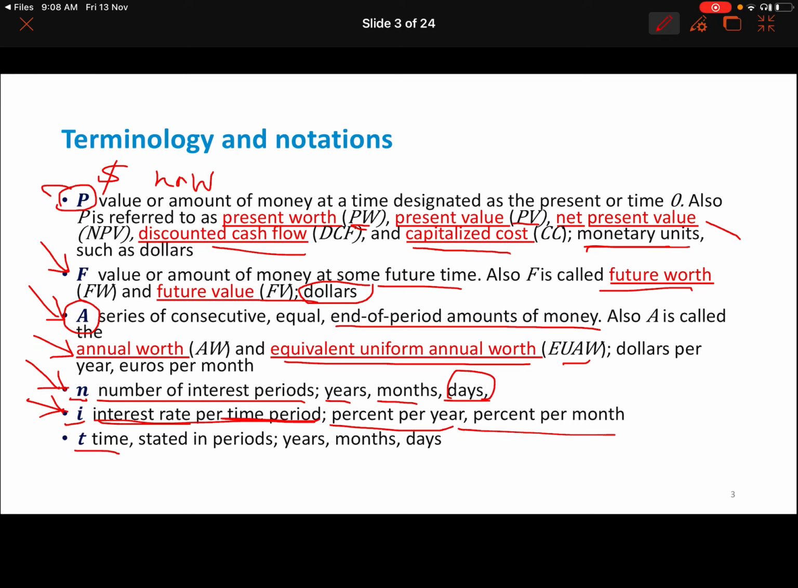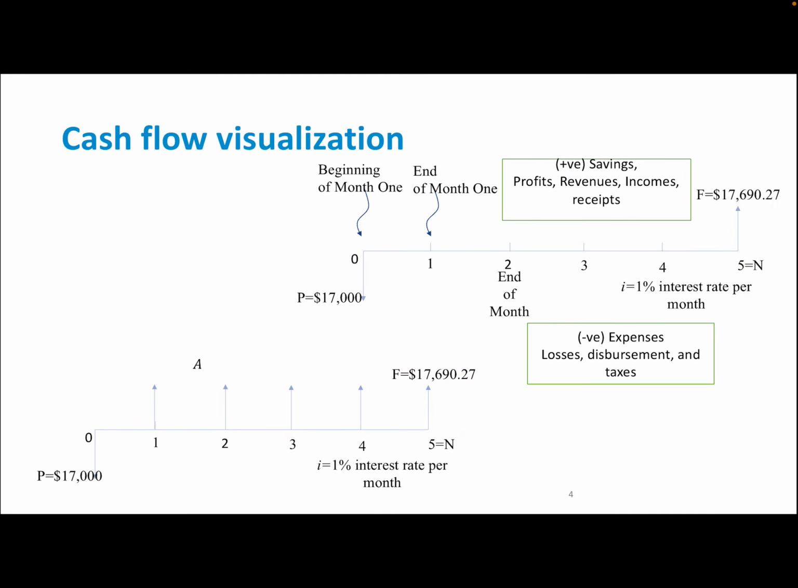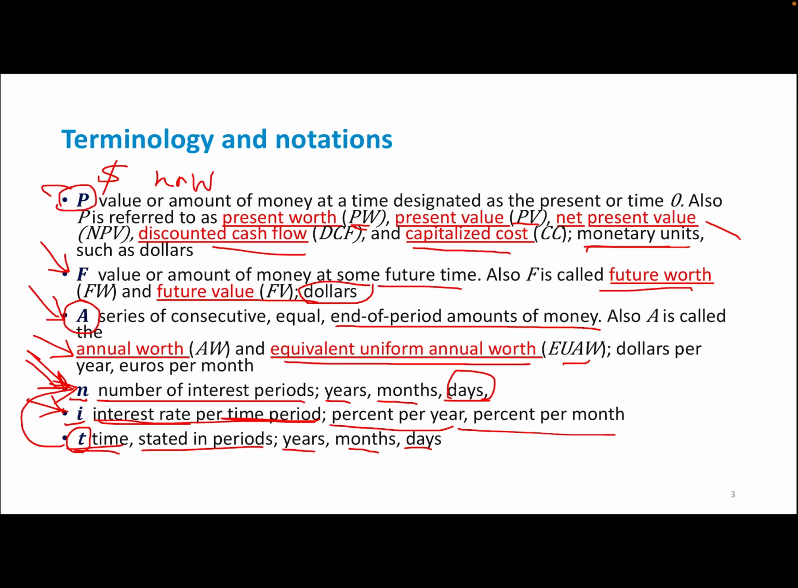T is the time stated in periods: years, months, or days. T is any time until I reach N. So time is a subset of N, the number of interest periods. If we understand the terminologies, we will understand the visualization of the cash flow.